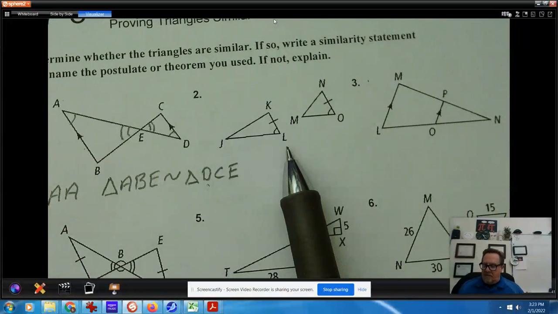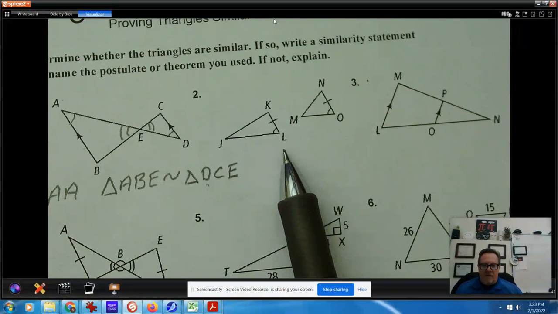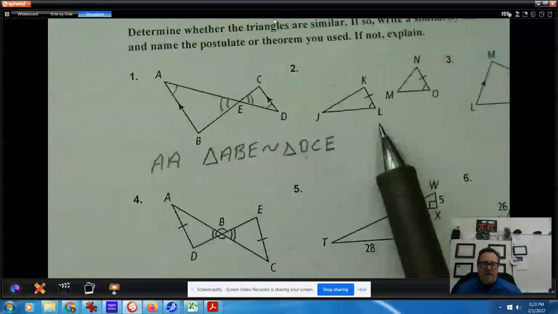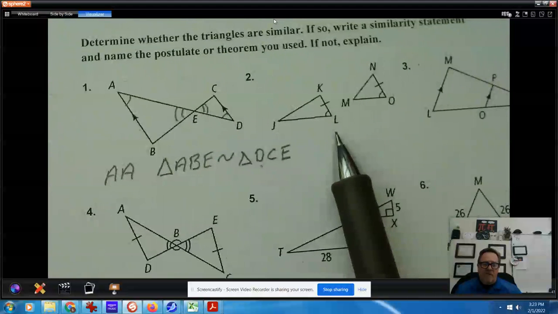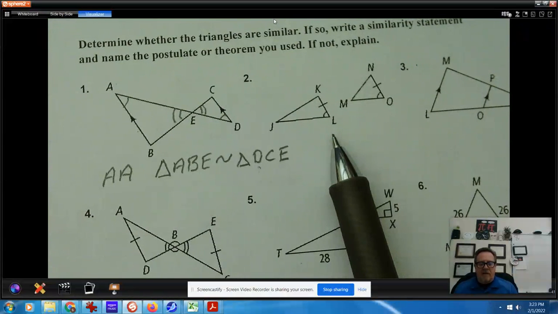So if we look here, do we have 2 angles like we did in the first one? Can we show that 2 angles are similar? No. The other postulate was called the side, angle, side similarity theorem, right? So we've got to find a side, an angle, and a side. Now the side lengths have to be in the same ratios.